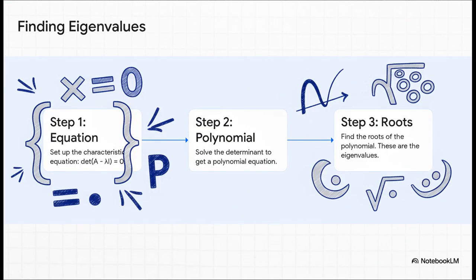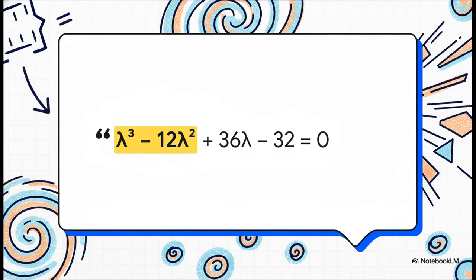Okay, so how do we actually find them? Well, it's a pretty straightforward three-step process. You always start by setting up what's called the characteristic equation, the determinant of A minus lambda I equals 0. This is always step one on our treasure hunt for the eigenvalues. Now, for the example matrix we're working with here, once you set up that determinant and solve it, this is the polynomial equation you get. This is kind of the heart of the puzzle we need to solve to find our magic numbers.